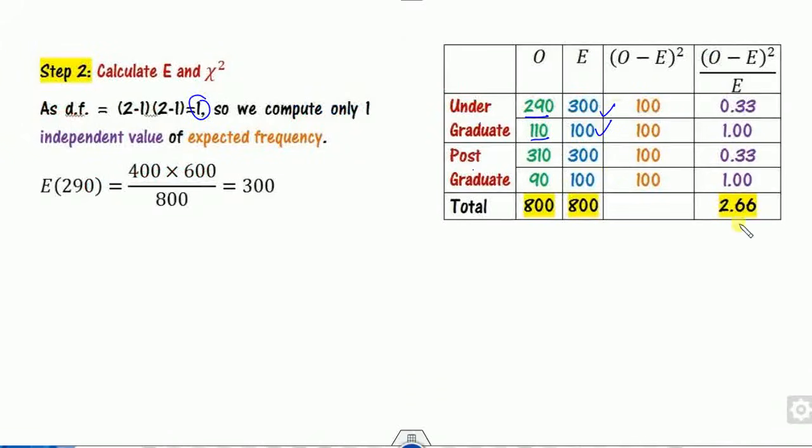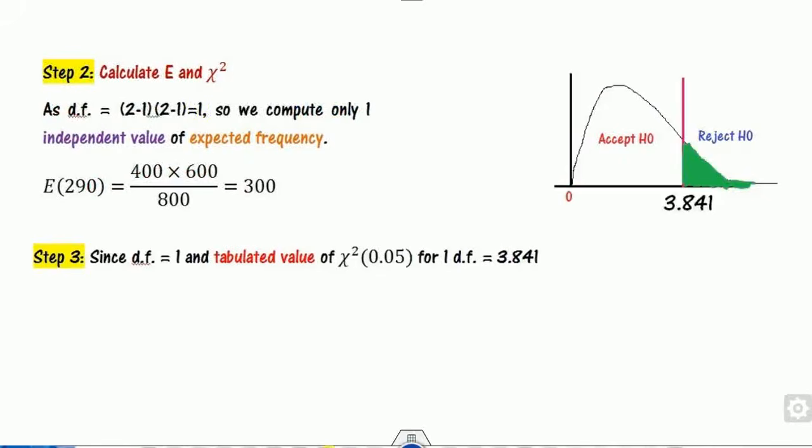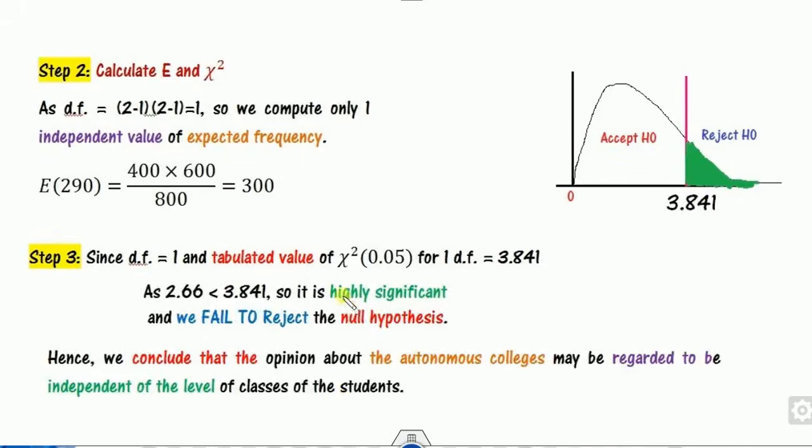And once you compute this, the chi-square is my 2.66. The degree of freedom is 1, so you can compute this. So the 2.66 lies here, so it means H0 may be accepted, so we fail to reject this one. Hence we conclude that this may be regarded as here. So this is a simple procedure you can use for the chi-square distribution as the attribute test.